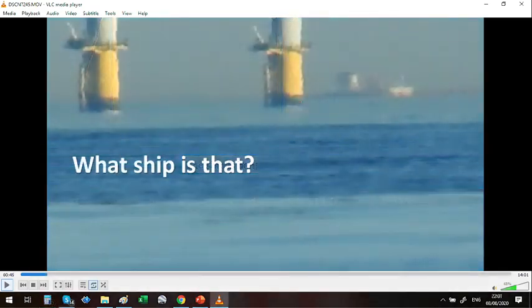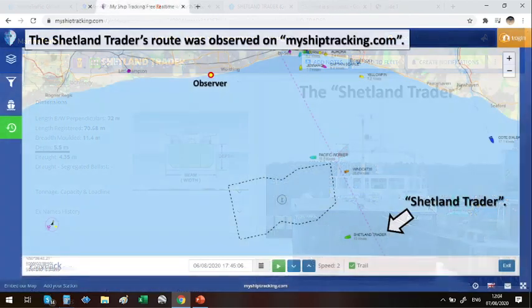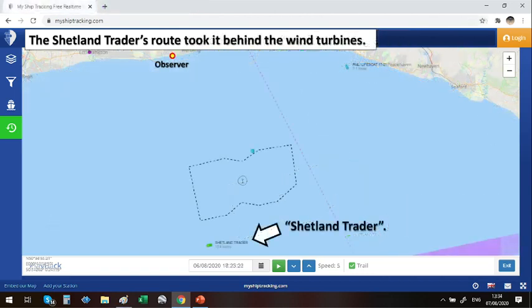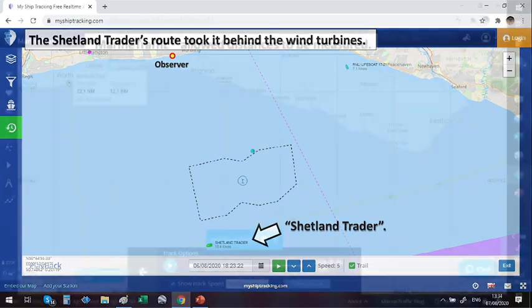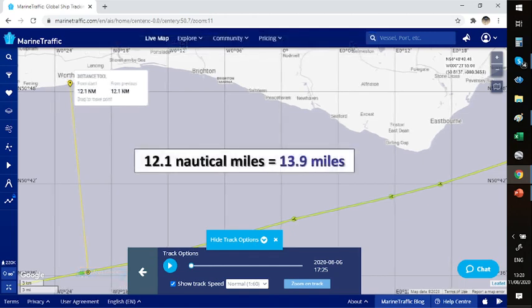What ship is that? The Shetland Trader. Notice the depth is 5.5 meters on the Shetland Trader. The Shetland Trader's route was observed on myshiptracking.com. The Shetland Trader's route took it behind the wind turbines. Marine traffic allowed distances to be measured. 12.1 nautical miles equals 13.9 miles.